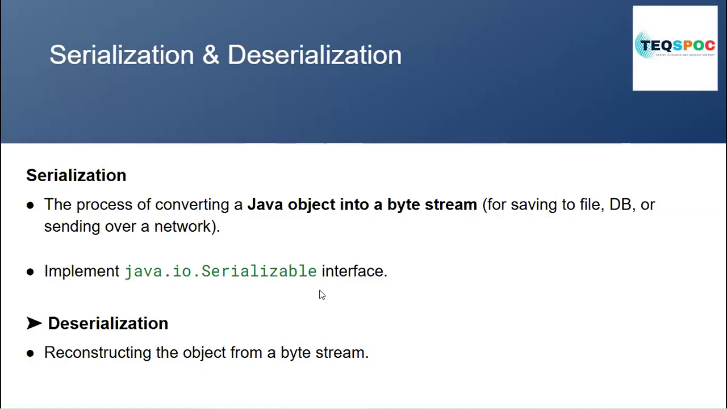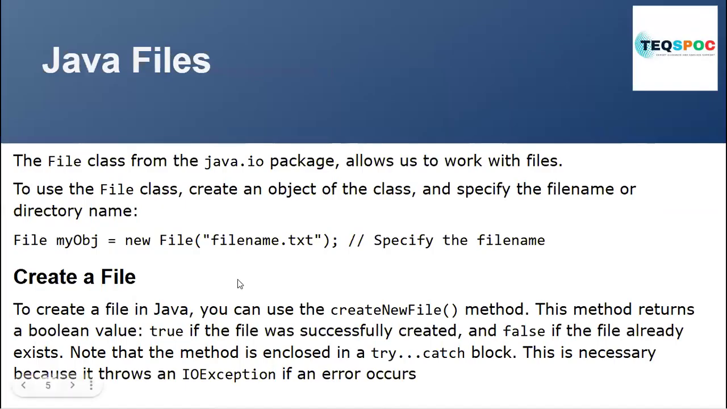Let me first go with file handling. In Java file handling, we have a File class in the java.io package which allows us to work with files. To use the File class, create an object of the File class and specify the file name or file path inside the parentheses. File is the class used for handling files. Here the object is created with new File, and inside the parentheses we write the file name or file path.